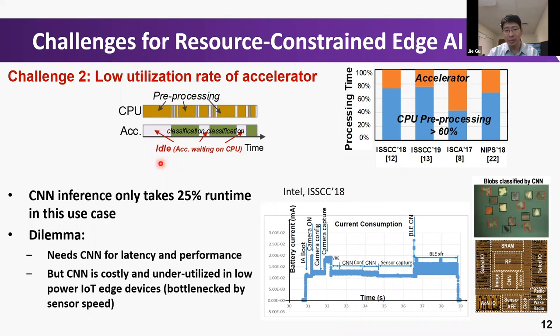And this becomes some sort of a dilemma. We need an accelerator to help maintain the performance and the latency. But on the other hand, it's very costly to put into our edge device. And also sometimes it's underutilized, right? Because a lot of the time we could be bottlenecked by the sensor speed. And this is the issue for low cost IoT type devices. And I've also seen in other people's presentations or demonstrations that the CNN can be done pretty quickly with the accelerator, but the CPU sometimes becomes the bottleneck. That's another problem that we are seeing. Again, it highlights that end-to-end performance is very critical.